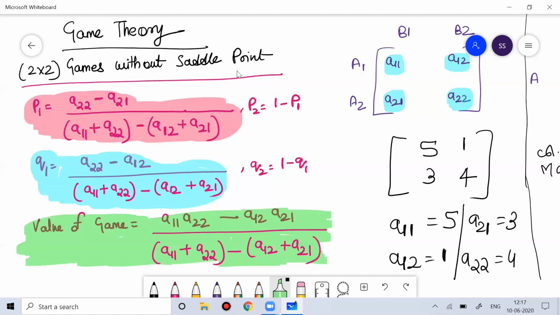Clear? Anyone have any doubt? Clear? Now, can you solve this problem by using this formula?